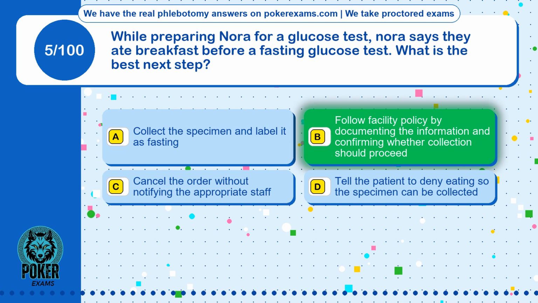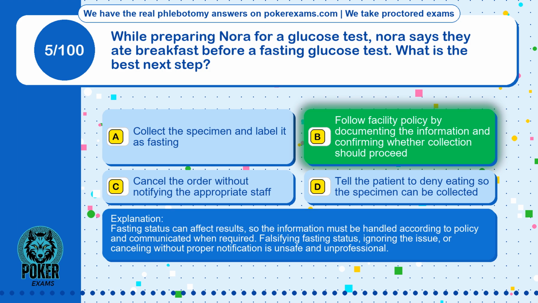The correct answer is option B. Follow facility policy by documenting the information and confirming whether collection should proceed. Fasting status can affect results, so the information must be handled according to policy and communicated when required. Falsifying fasting status, ignoring the issue, or canceling without proper notification is unsafe and unprofessional.